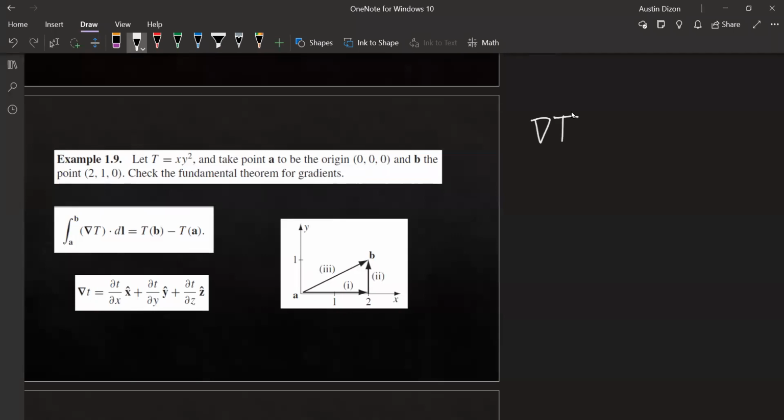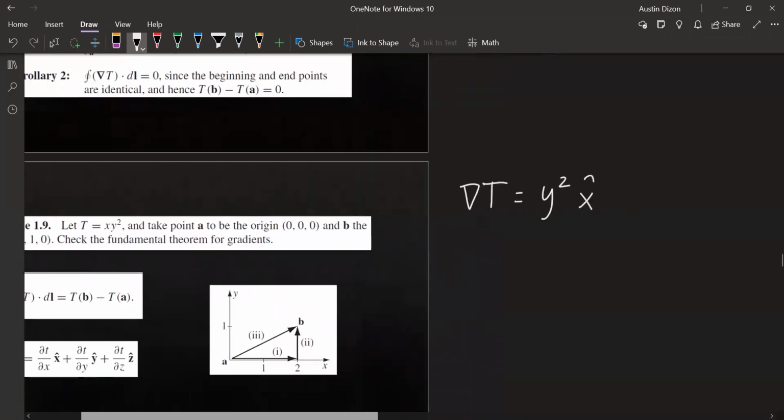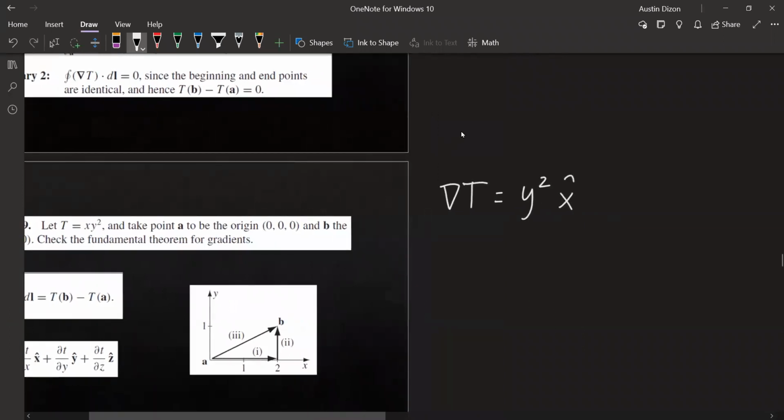gradient ng T. So, ano yung partial of T with respect to X? Napakadali, di ba? Y squared. Tama ba? So, X hat. And then, wait lang. Sulat muna natin dito, T is just XY. Ito yung sinasabi kong scalar function.